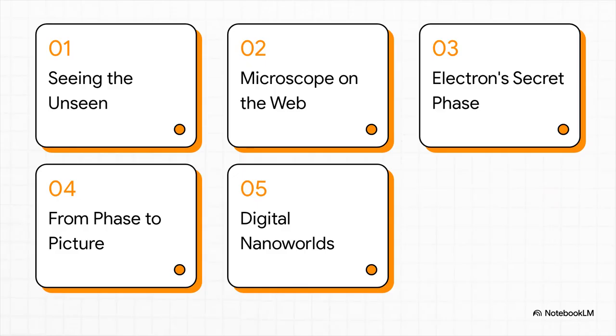So here's the plan. First, we'll tackle the huge challenge of seeing the unseen. Then, we'll discover this amazing microscope on the web. After that, we'll get into the science behind it, the electron's secret phase, and how we go from phase to picture. And finally, we'll jump in and start exploring these digital nanoworlds.